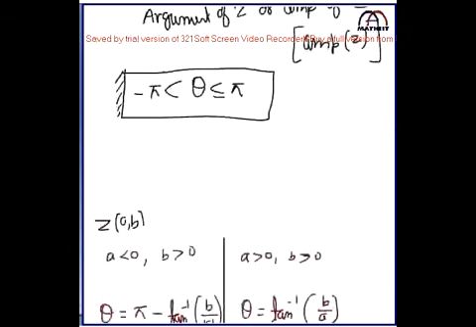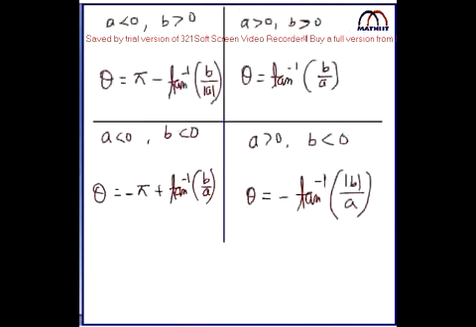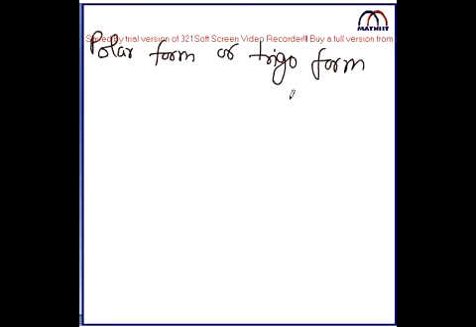These points you should remember, how to write the argument Z. So you can find out the mod Z also, you can find out the theta also. So we can write the polar form also. Polar form of a complex number, or trigonometric form. Both are the same. How to get it? Very simple.